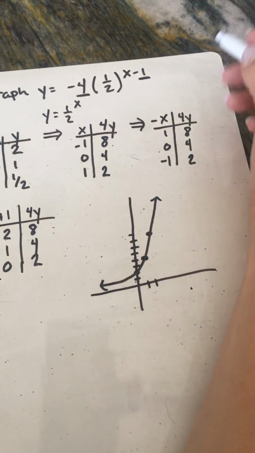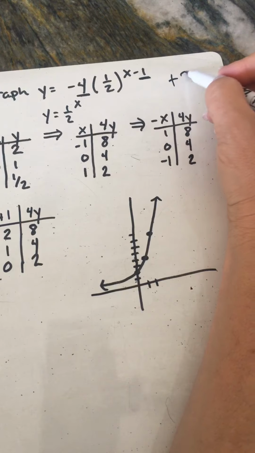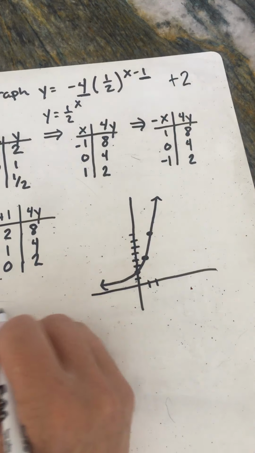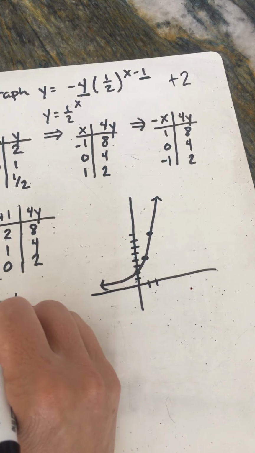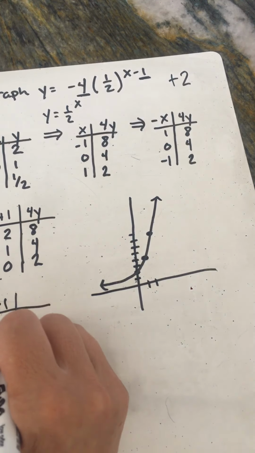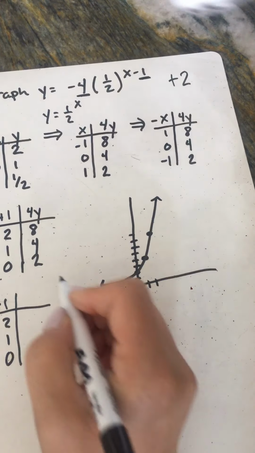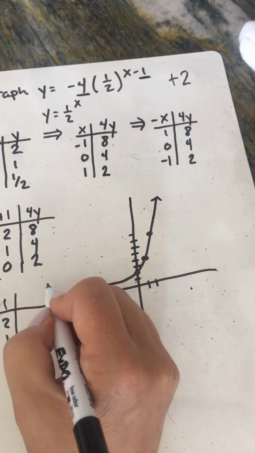You could add another element here. You could add a plus 2, let's say, and then you would have to do another table. And you'd have your x values, your x plus 1s. So you'd have 2, 1, 0. And then you'd have your y's.